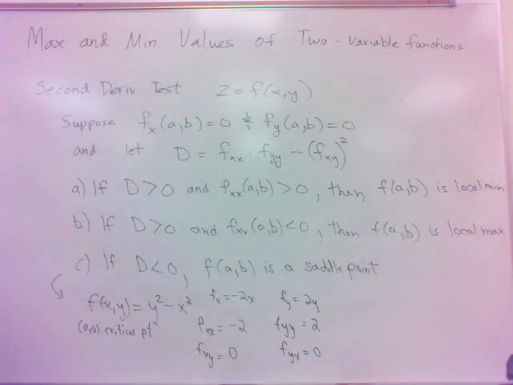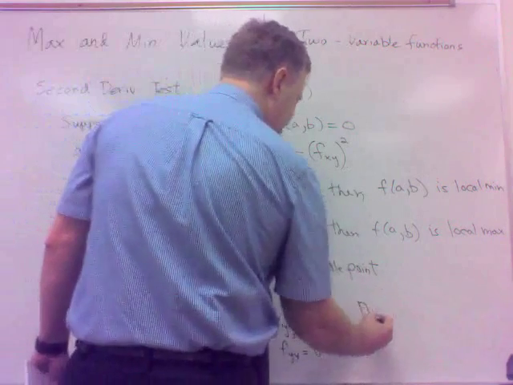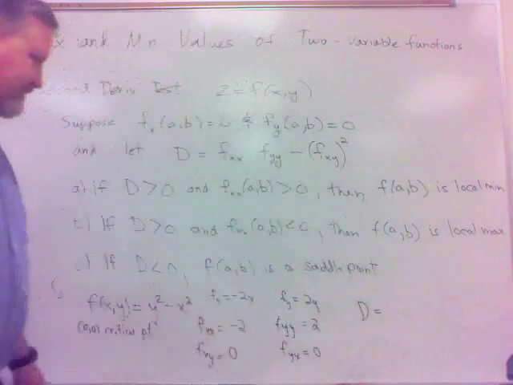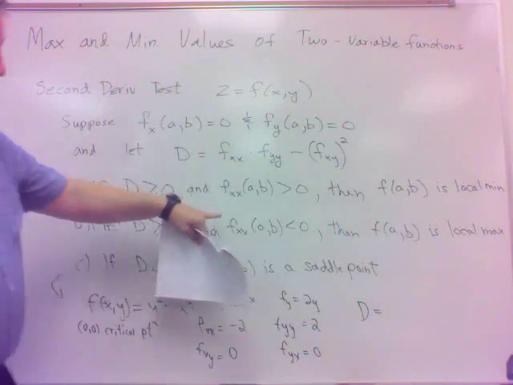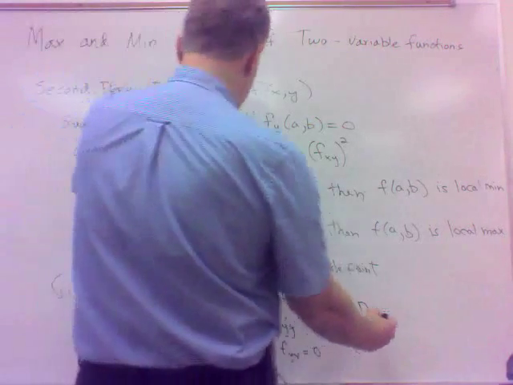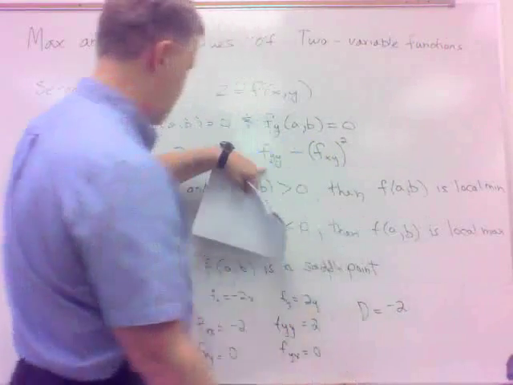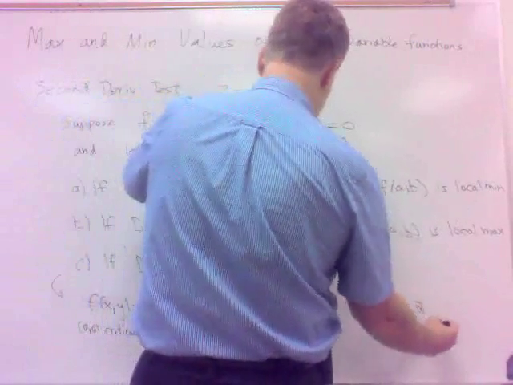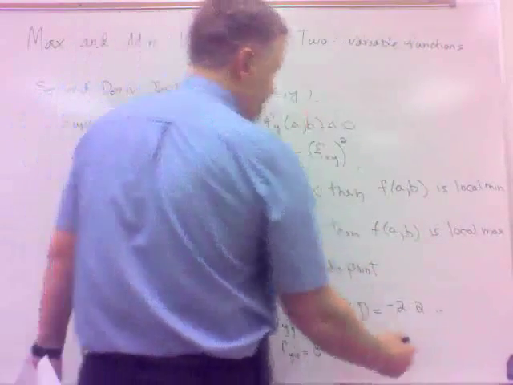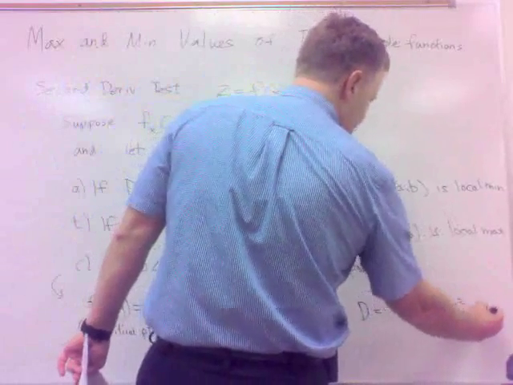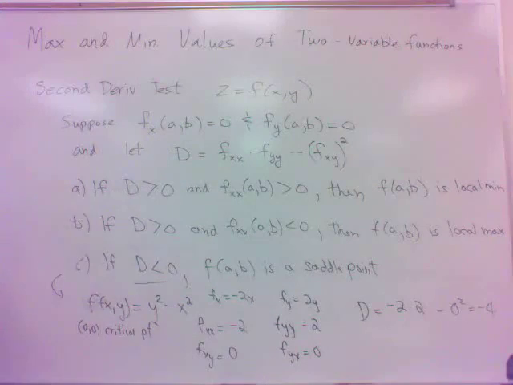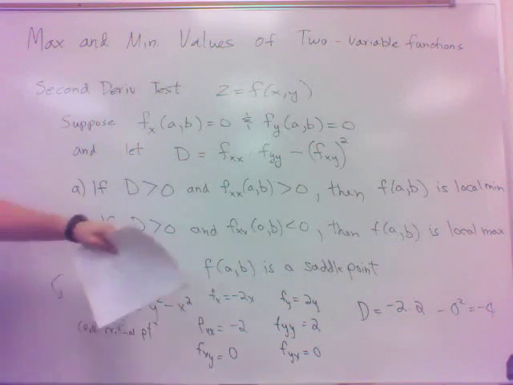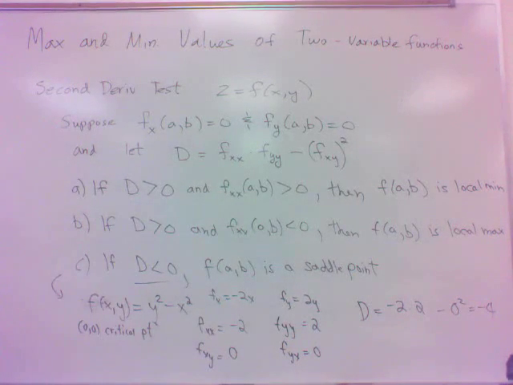Okay. All right, so what do we got for D here? D is fxx, so we take negative 2 times fyy, which is positive 2, subtract fxy squared, so it'll be 0 squared, so that's negative 4. Hey, how about that? Got D is less than 0, don't we? And so it's a saddle point, just like we saw. Okay?